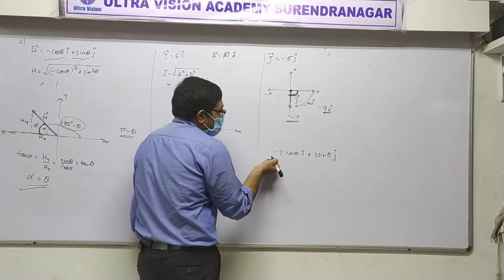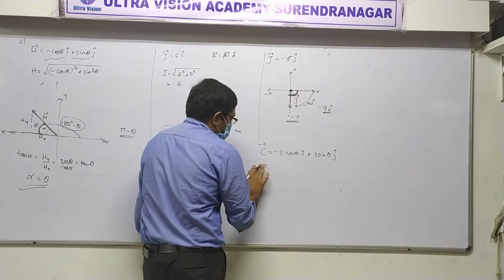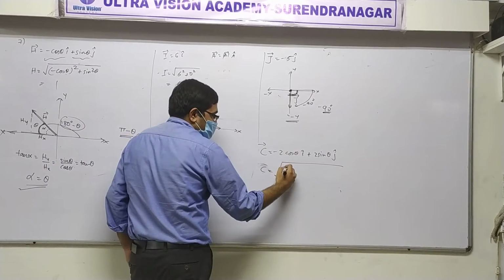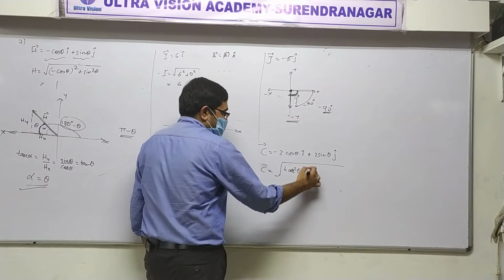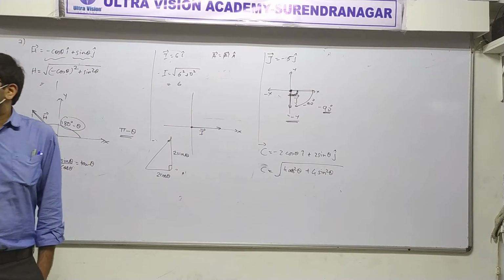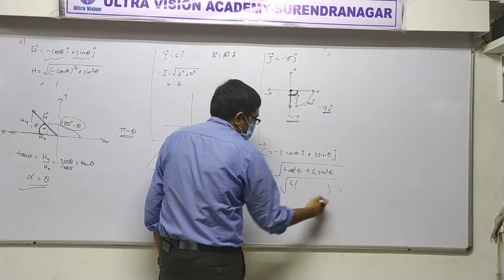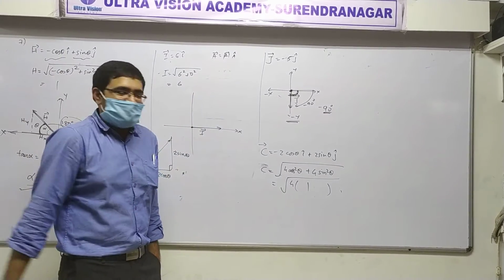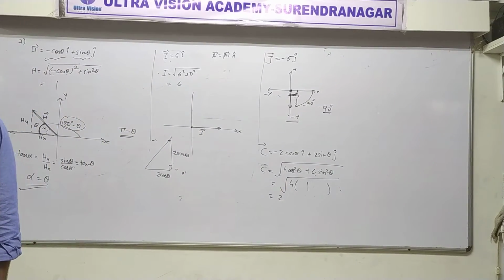What was the name of this vector? C. So magnitude of C vector is going to be under root. What should I write? Square of this. So 4 cos square theta. Yes or no? Yes. Anything else now? Plus 4 sin square theta. Okay? Yes. 4 common. Yes. And then cos square theta plus sin square theta is 1. Alright? So answer is 2. Got it? Okay or not okay?